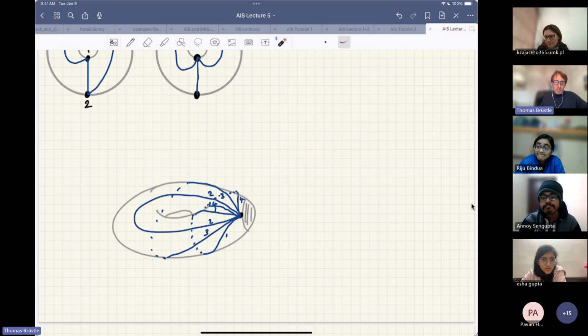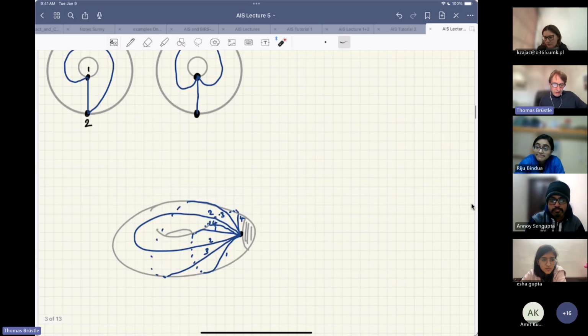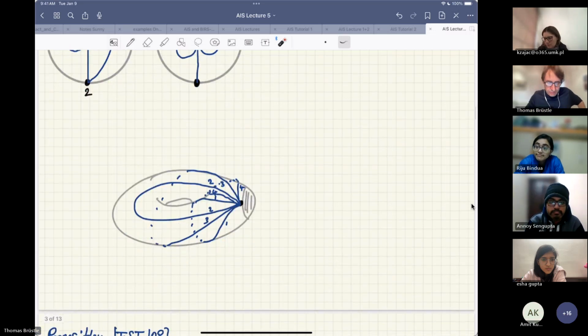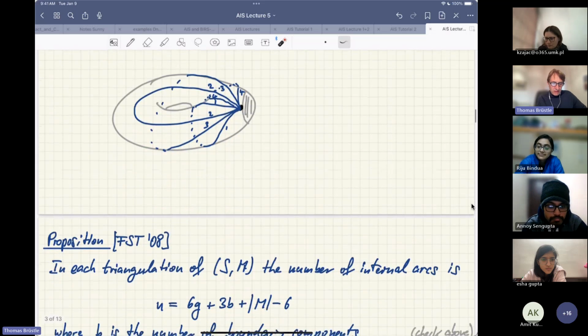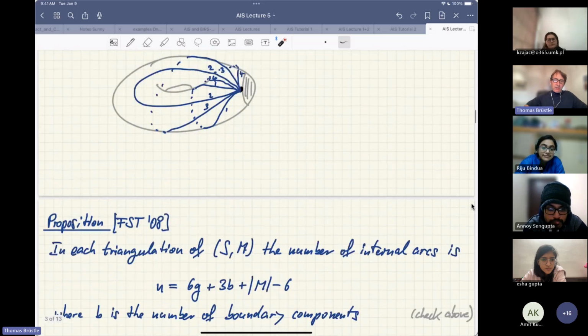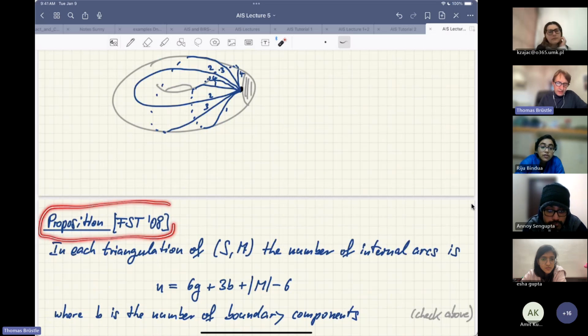In my ability to draw those triangulations is limited. Yeah, it gets a bit messy. So let's first get one thing out of the way. This is a classical result in topology. It was formulated in this paper by Fomin, Shapiro, Thurston.